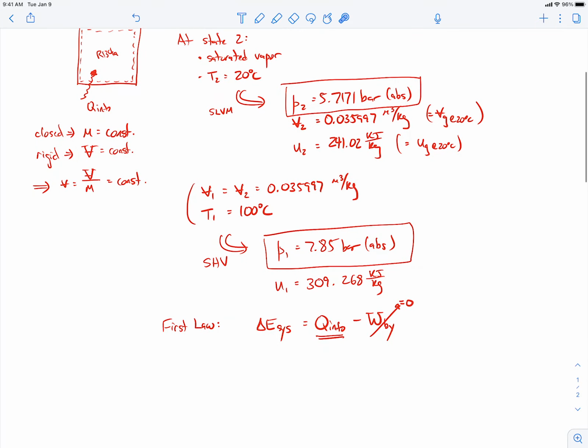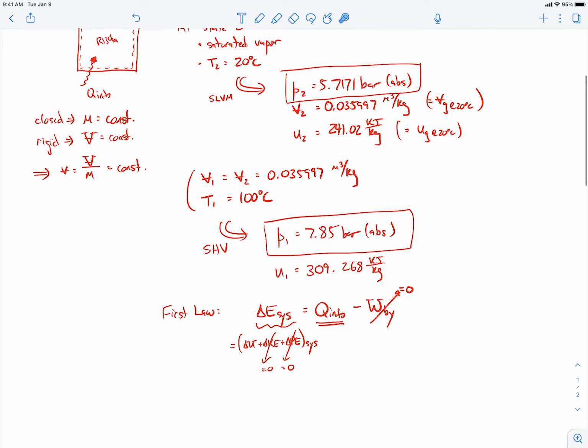Now the change in the total energy of the system will be the change in the internal energy plus the change in the kinetic energy, plus the change in the potential energy of the system. We were told to neglect changes in kinetic energy and potential energy. The box isn't moving around, so its velocity is not changing. It's not moving up or down, so its elevation isn't changing. So these being zero are both very good assumptions.